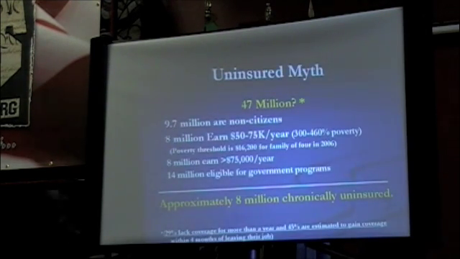Uninsured myth. 47 million Americans was frequently quoted. 9.7 million are non-citizens. 8 million earn more than $75,000. 16 million earn more than $50,000 a year. 14 million eligible for government programs. When you do the math, about 8 million people in America are chronically uninsured.